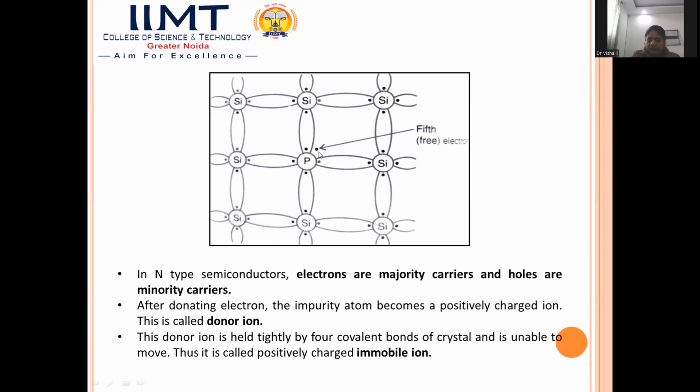And after donating the electron, now this phosphorus has donated this electron. So after donating this electron, this phosphorus will become a positively charged ion. So the net charge on this atom will be positive. And it is tightly held because it is still in the other four covalent bonds of the crystal. So it is not free to move. That is why it is called a positively charged immobile ion.